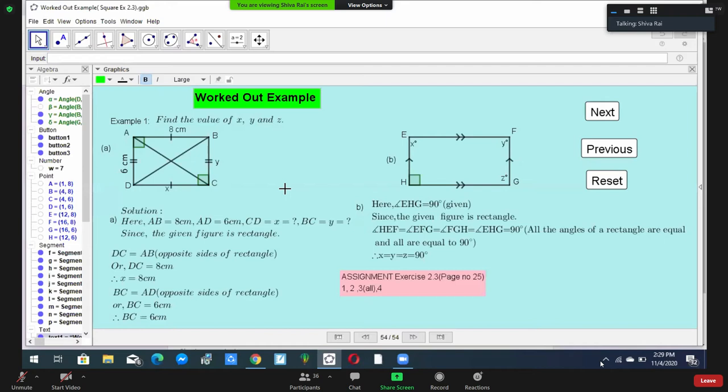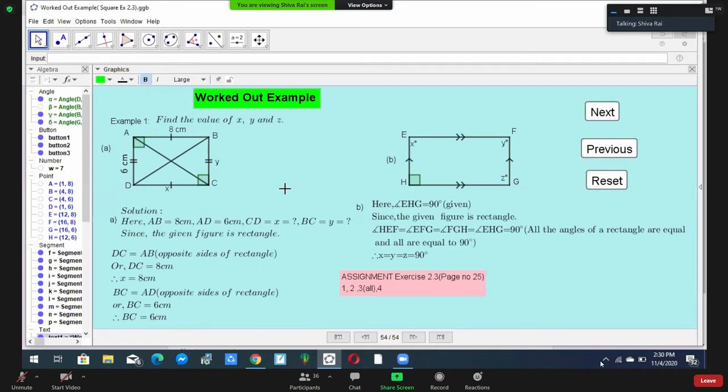Here is the value of x, y, z. In the first figure you have to find the length of the side. You look here, x is the length of the side, y is also the length of the side. But in figure B, x degree, y degree, z degree, all of them are angles. So by the same alphabet, we can represent two things.